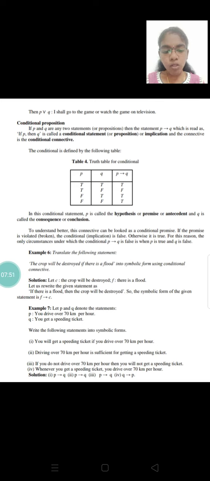Solution: P → Q, P → Q, ¬P → ¬Q, and Q → P. This is the difference between the statements.